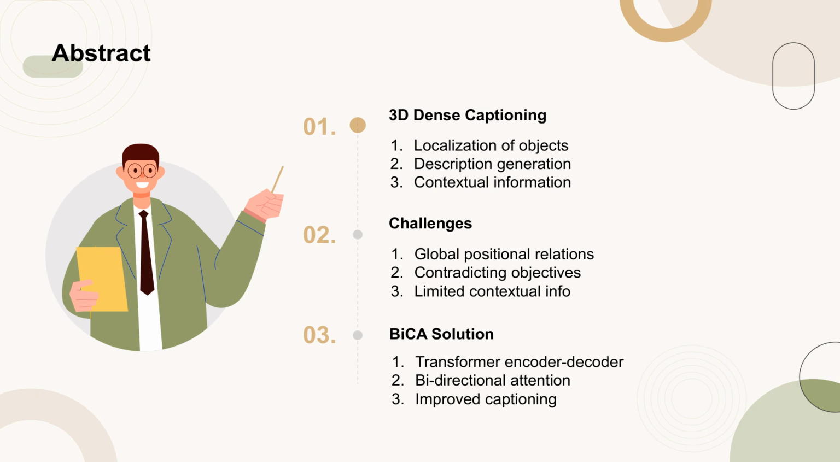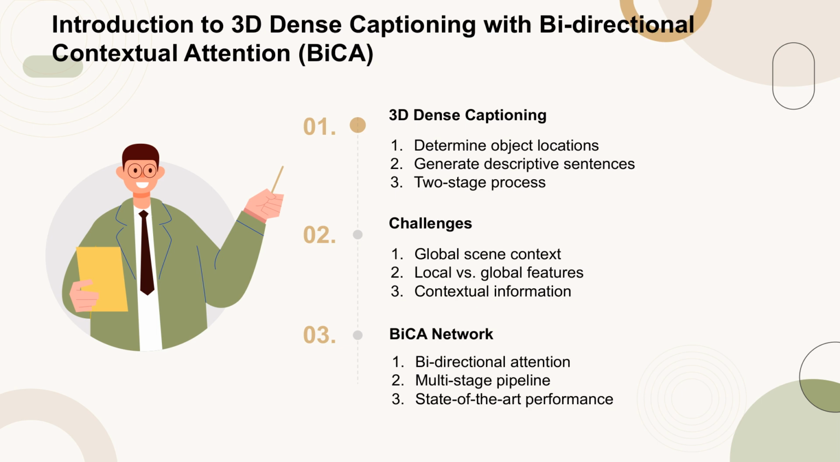This method improves caption generation performance by enhancing localization and aggregating contextual features across the global scene. Experimental results show significant improvements over prior methods. 3D dense captioning involves identifying the positions of objects within a 3D scene and creating descriptive sentences for each detected object. Early methods used a two-stage approach, detecting objects first and then generating captions.